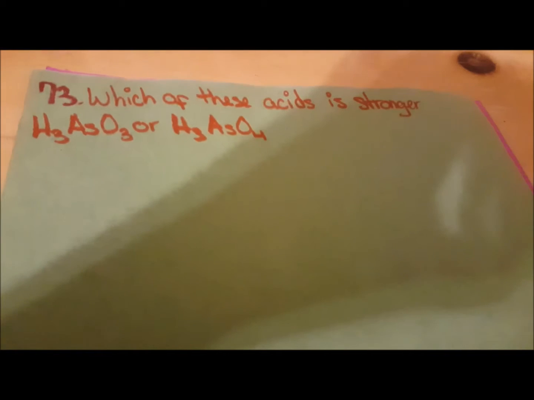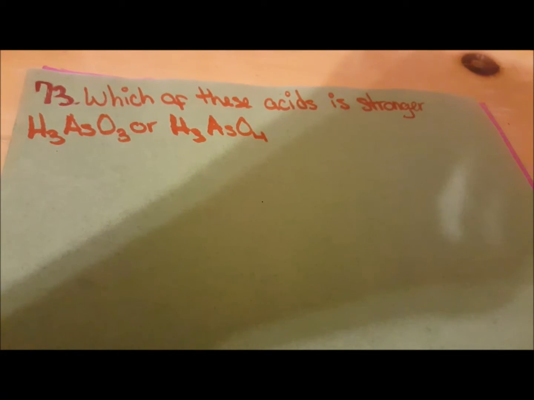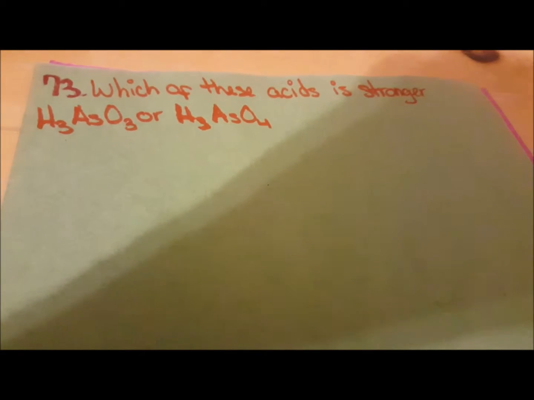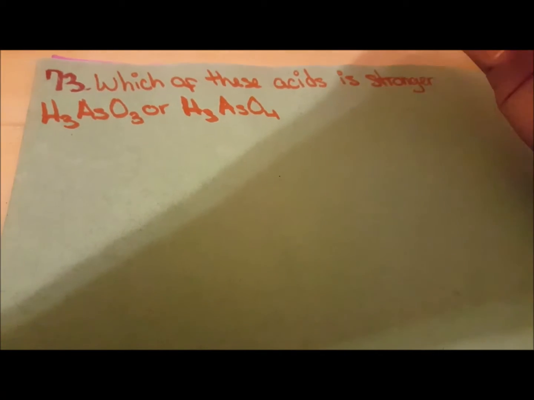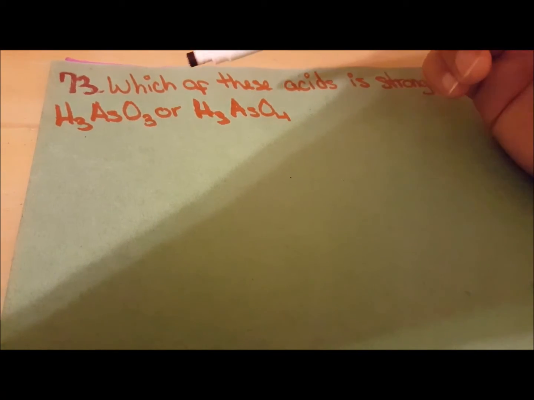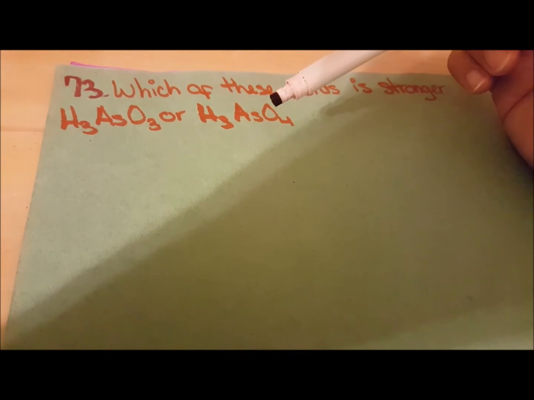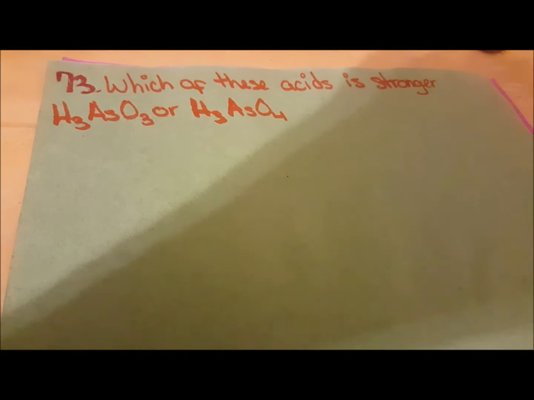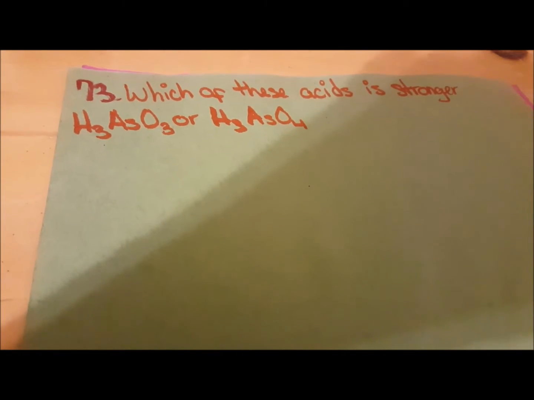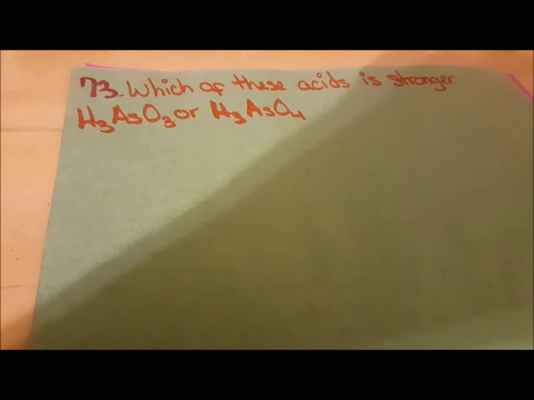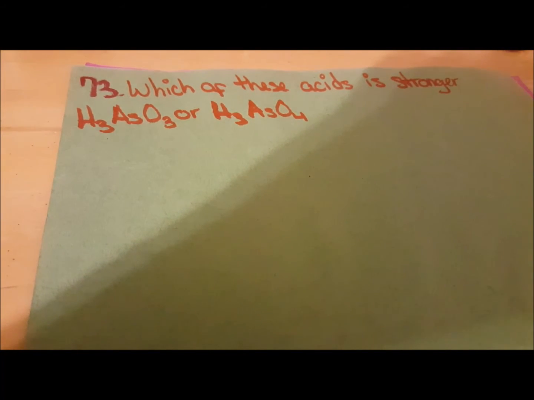Number 73, we are given two acids, and they would like to know which acid is stronger. The main difference between these two is that there is an extra oxygen on H3AsO4. Since it has an extra oxygen, it is the stronger acid.